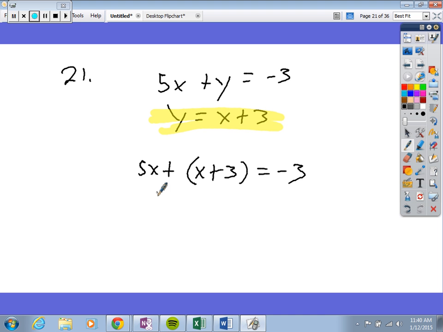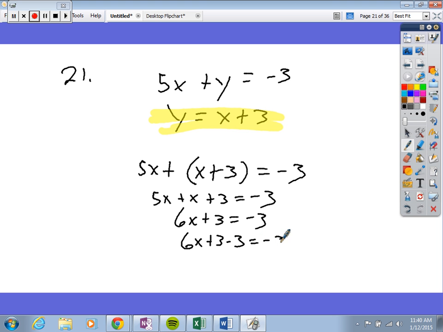Alright? So then I would say 5x plus x plus 3 is equal to negative 3. So you get 6x plus 3 is equal to negative 3. So you can subtract 3 from both sides, and you can say 6x is equal to negative 6. So then you divide by 6, and you can say x is equal to negative 1.